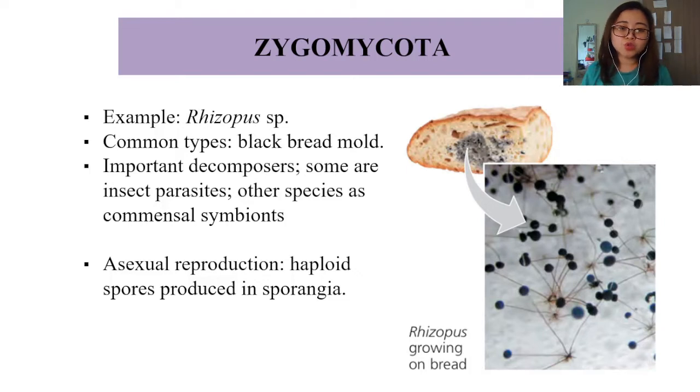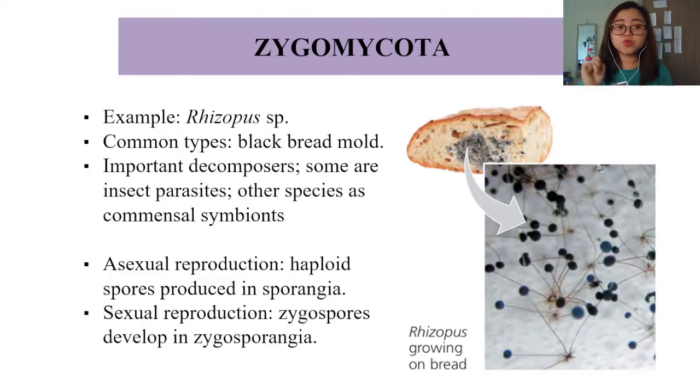Zygomycota can do asexual reproduction. When it is asexual reproduction, they are producing haploid spores that are produced in sporangia. They can also do sexual reproduction. If it is sexual reproduction, they are producing zygospores, macam zygote, zygospores, that develop in zygosporangia.